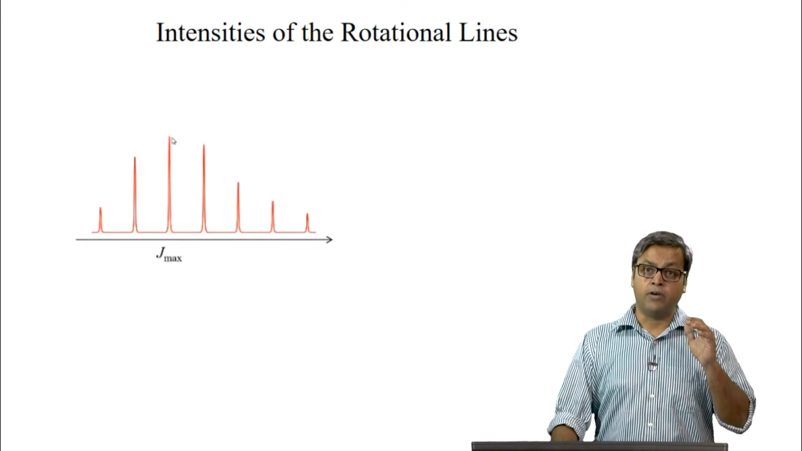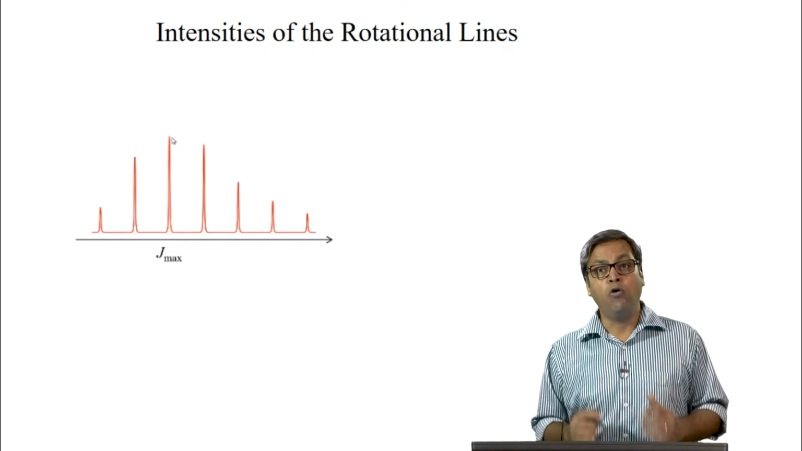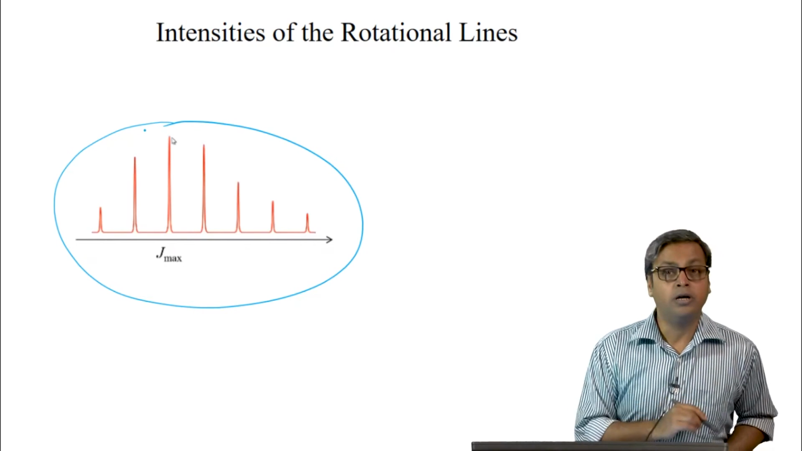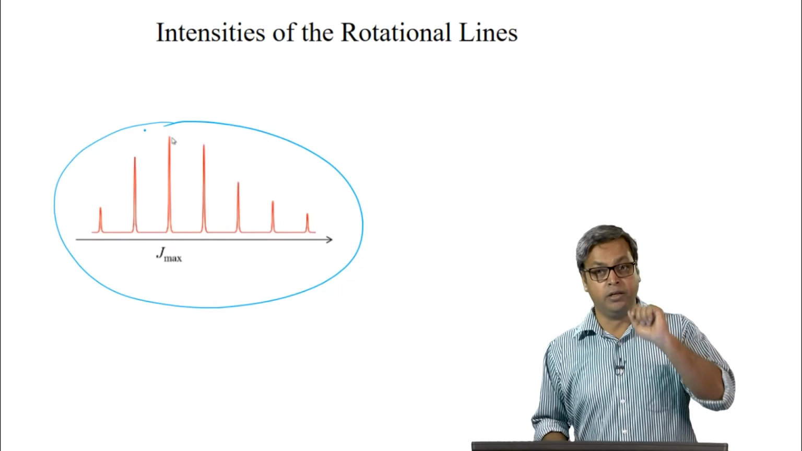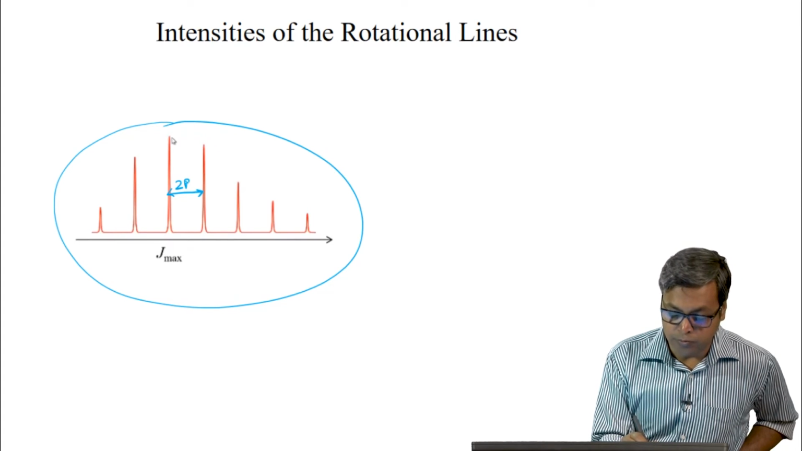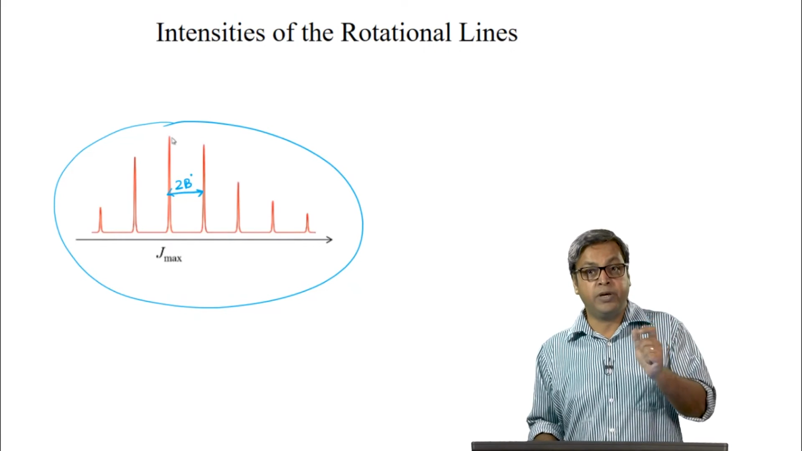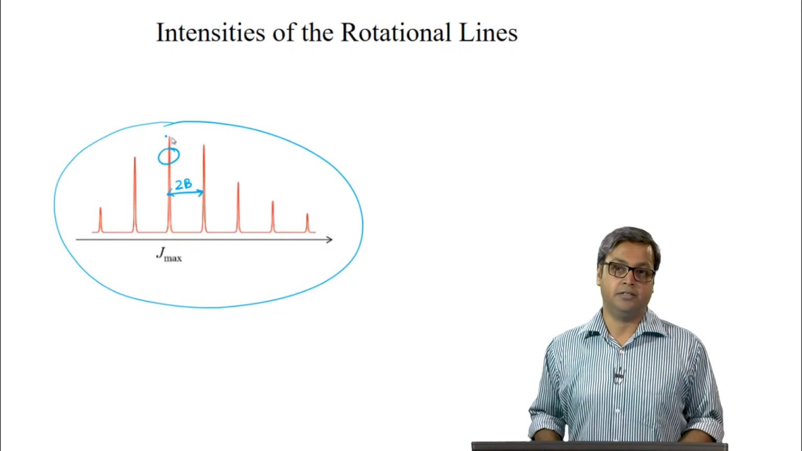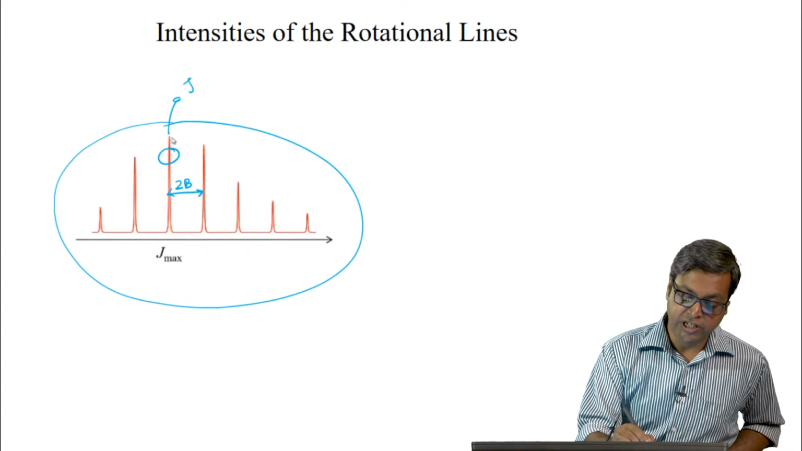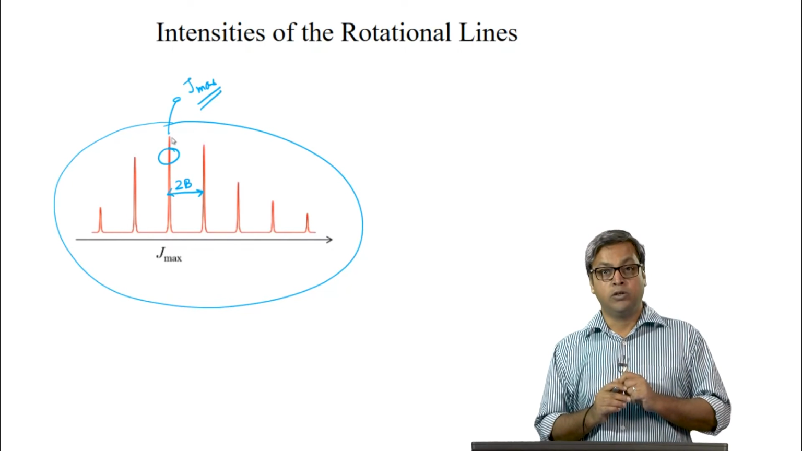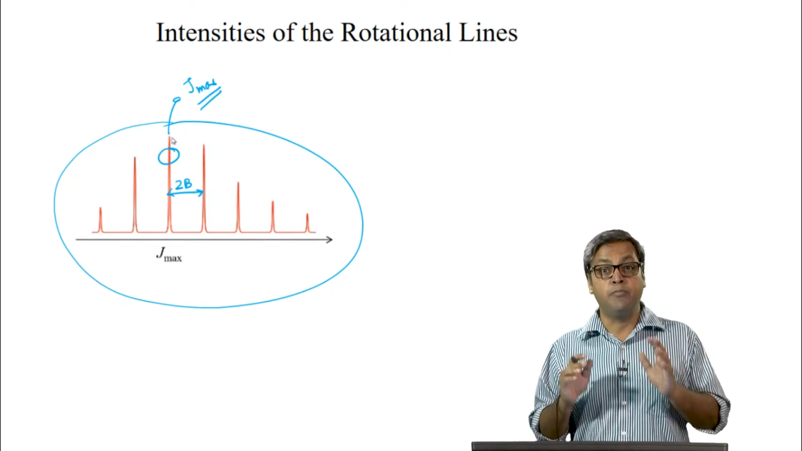So, now let us have a closer look at the intensities, or how a rotational spectrum will look. Here in this figure we have a rotational spectrum. If we know the value of B from the spacing between the spectral lines, because the spectral lines are spaced out by 2B, and also can identify the line which has the maximum intensity, that is the J max line, where the population or the spectrum has maximum intensity, you can use this information to determine the temperature of the sample.